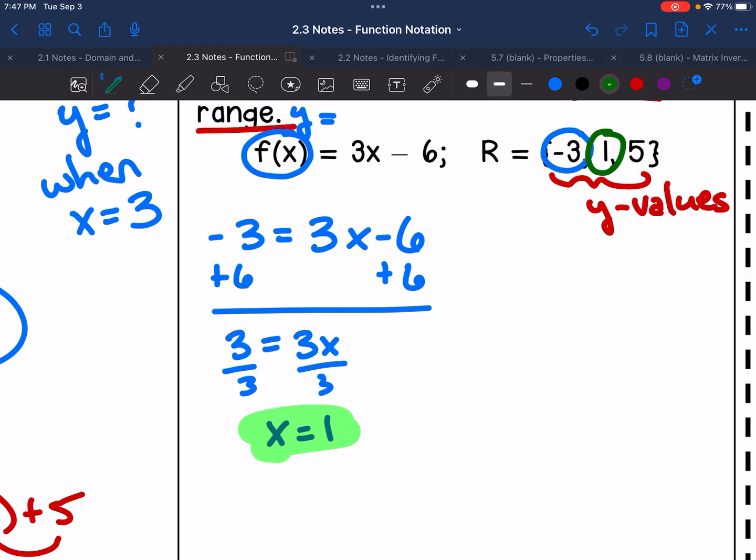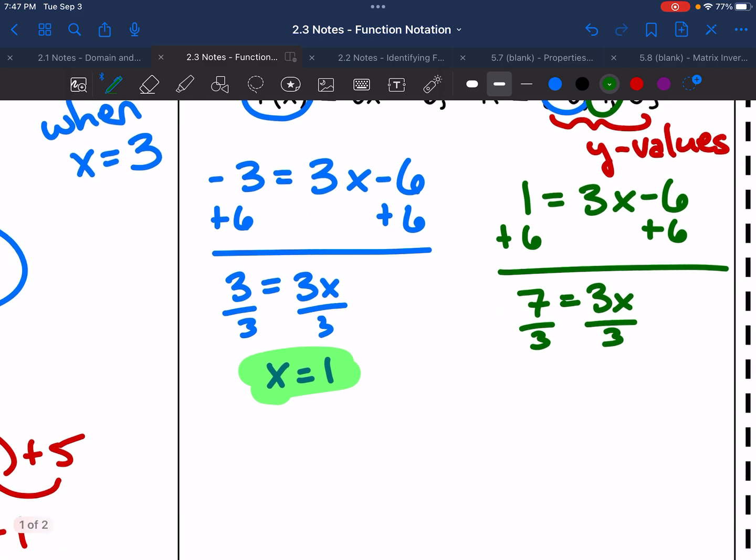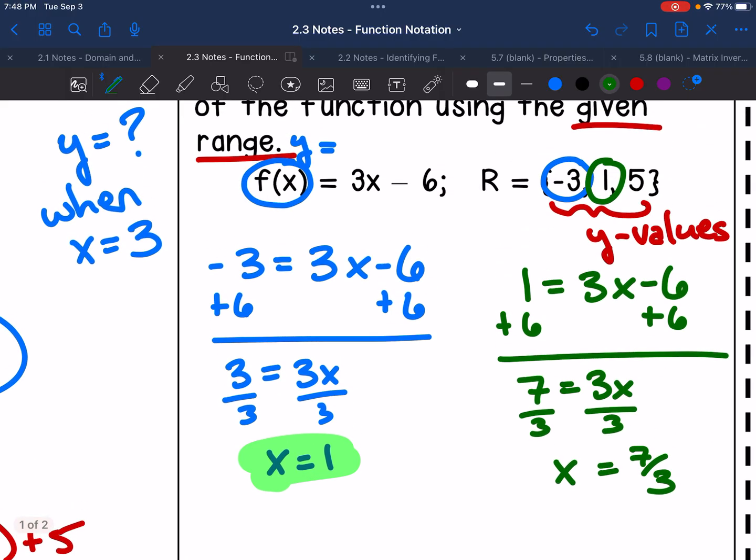So next I've got a 1. So instead of y equals, I'm going to put 1 equals 3x minus 6. And it's the same steps. Add 6 to each side. 7 equals 3x. Divide by 3. And I get x equals 7/3. Okay. So that's another one.